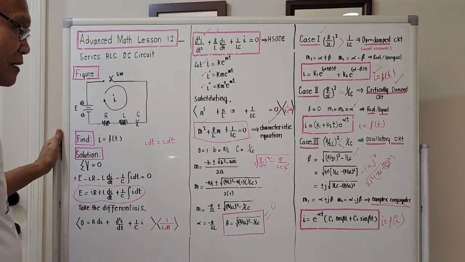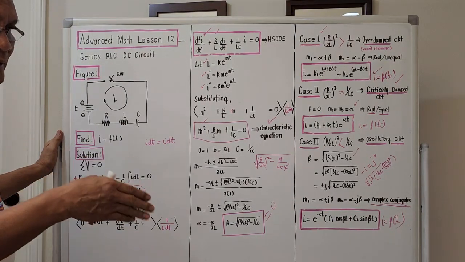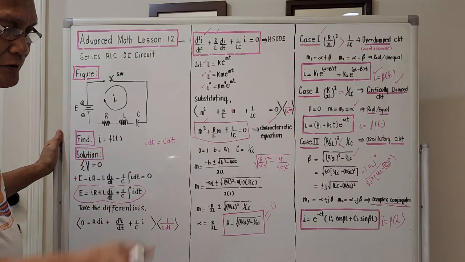This is lesson number 12, an application to series RLC energized by a direct current source.